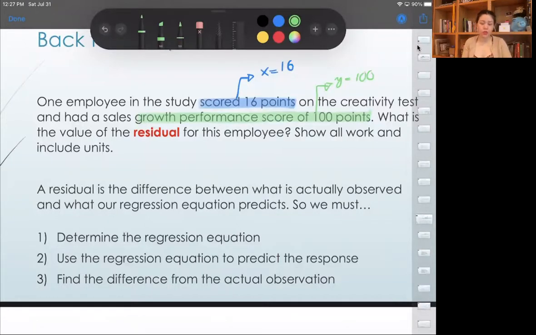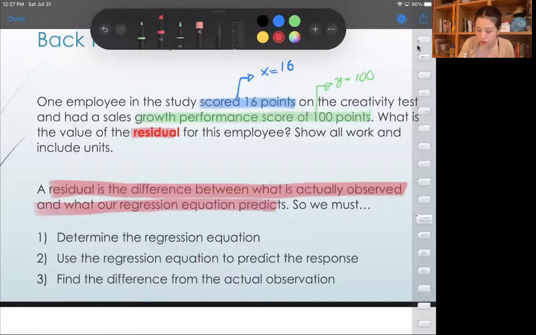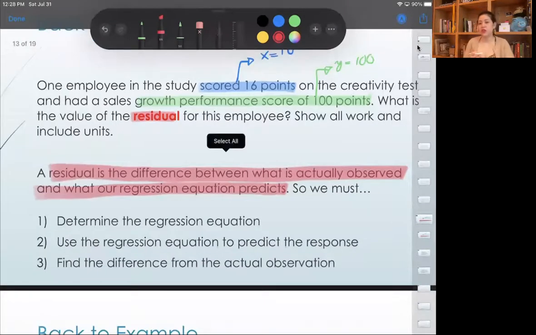And what is the residual? What is the value of the residual? The residual is the difference between what is actually observed and what our regression equation predicts. So here, the green value, y equals 100, is the actual observed performance score of the employee. Now, what about the value that we predict for that employee? So determine the regression equation. This right here is the predicted value from the regression equation.